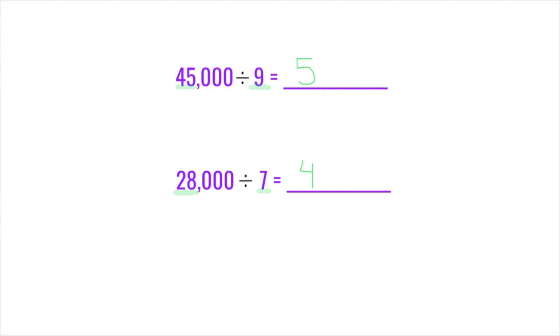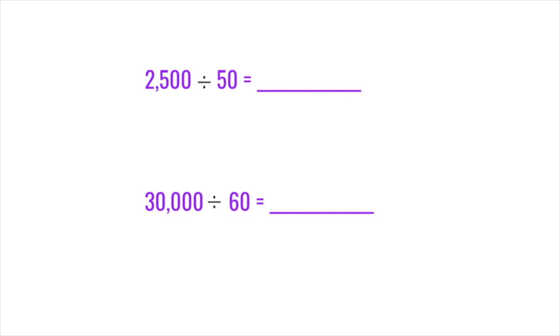Now all we have to do is add our zeros. Since there are 3 zeros in the first dividend and no zeros with our divisor, we just copy the 3 zeros. So 45,000 divided by 9 is 5,000, and 28,000 divided by 7 is 4,000. So you see how the patterns definitely help us with this division.